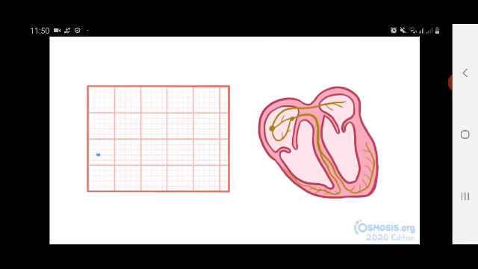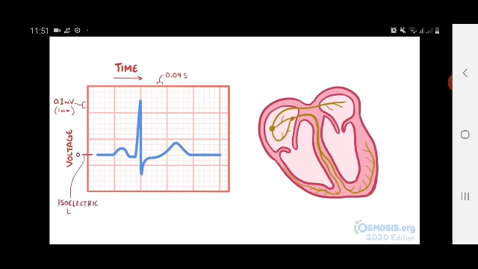Now, the ECG measures changes in time on the x-axis, where one small box is 0.04 seconds, and voltage on the y-axis, with each small box being 0.1 millivolts, sometimes called 1 millimeter. And 0 is called the isoelectric line. And then the tracing shows positive or negative deflections away from this line.